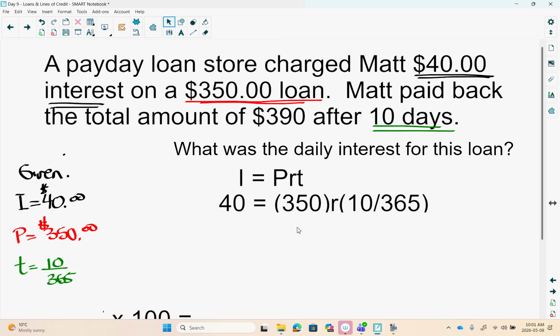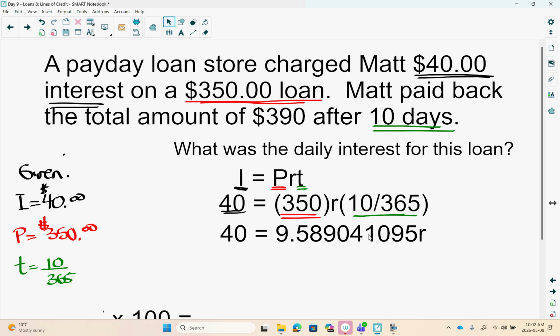So in order to do that, here's what I would do. I would fill the 40 in for I. I would write my equal sign. I would fill the 350 in for P. So check this out. I is 40, equal sign, P is 350, R is what I'm looking for, T is 10 over 365.